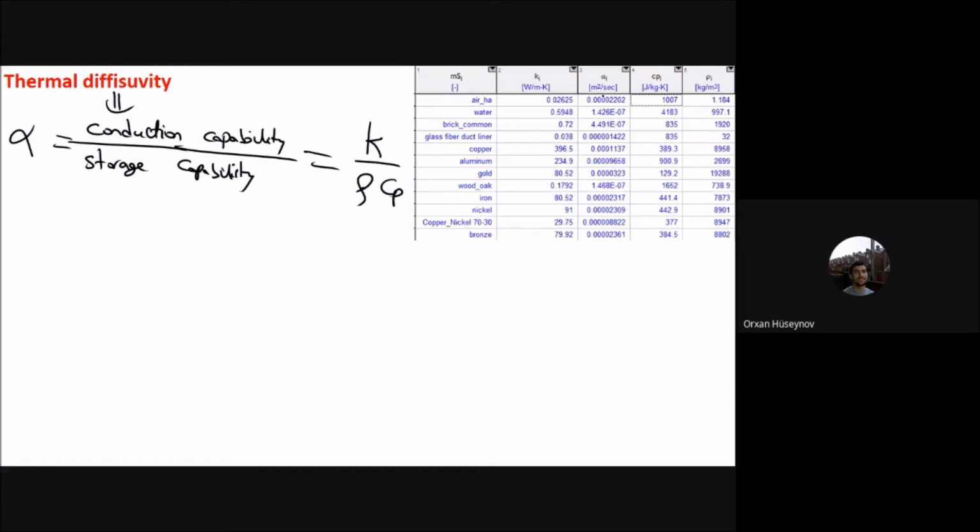You can compare the alpha of the materials here. You can see that the glass fiber is very, very small. For copper, it is a bit higher. Alpha is actually a very small number, but at the end, you can see the ability of the material in conduction versus its storing ability. I can give you just one example where thermal diffusivity may be important: when you cook food.